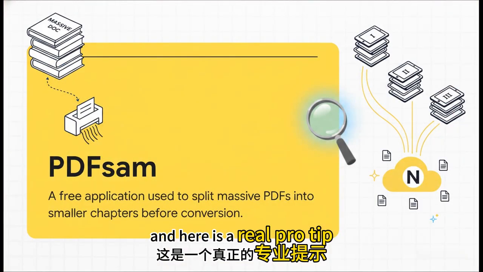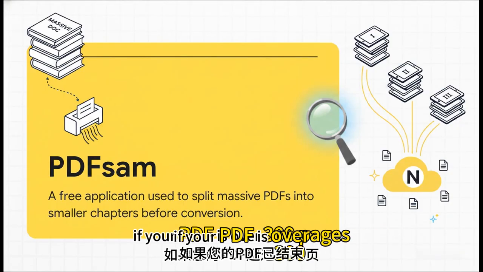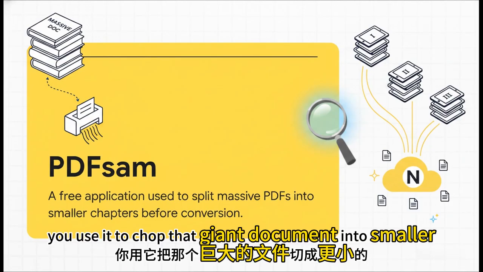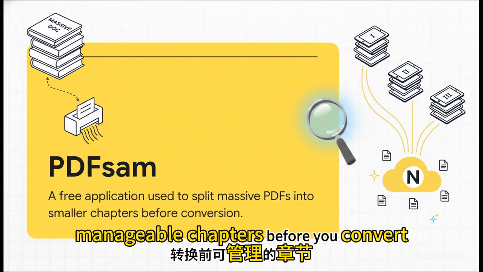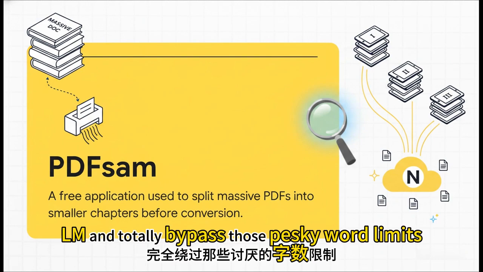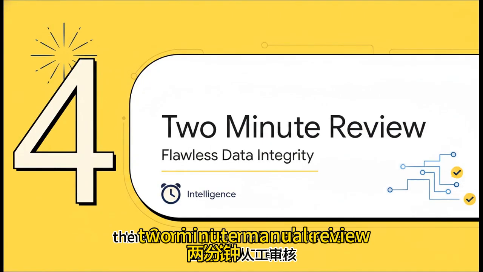And here is a real pro tip for those absolutely massive documents. If your PDF is over 300 pages, grab a free app called PDF-SAM. You use it to chop that giant document into smaller, manageable chapters before you convert. That way, you can upload them as multiple, clean sources into NotebookLM and totally bypass those pesky word limits. It's a lifesaver.